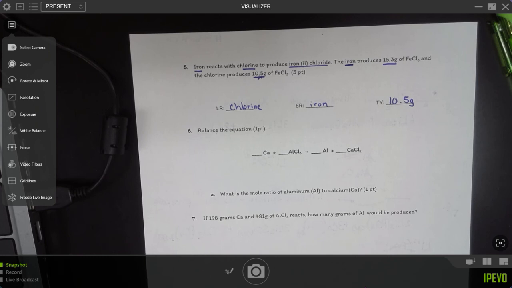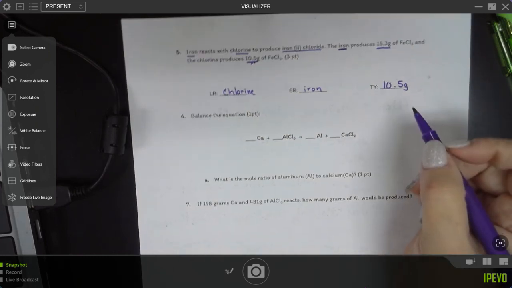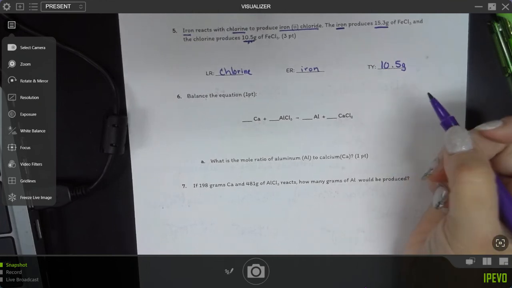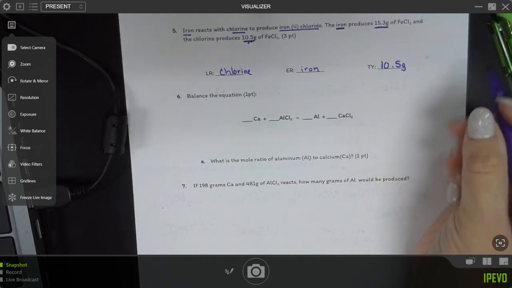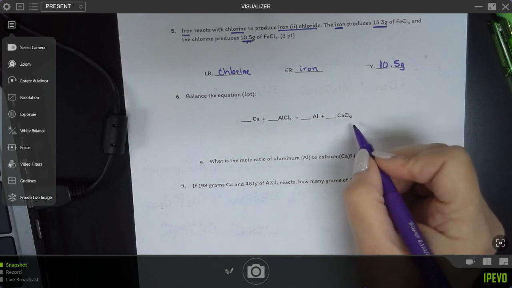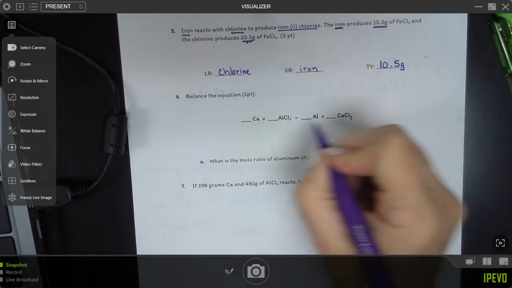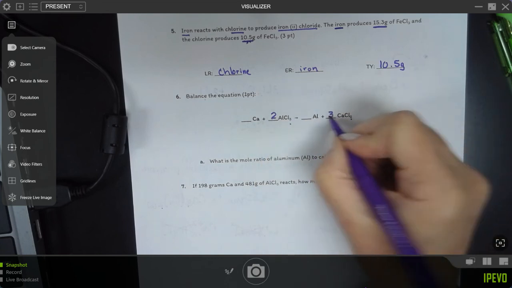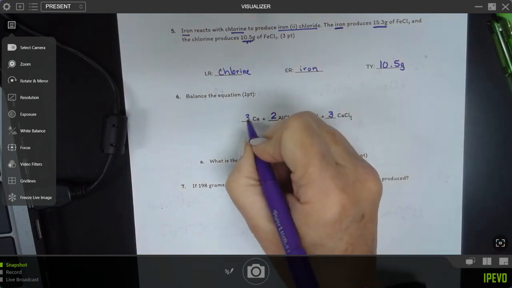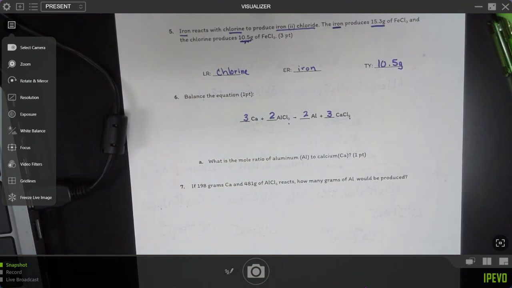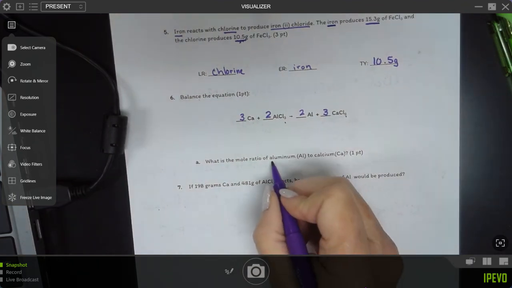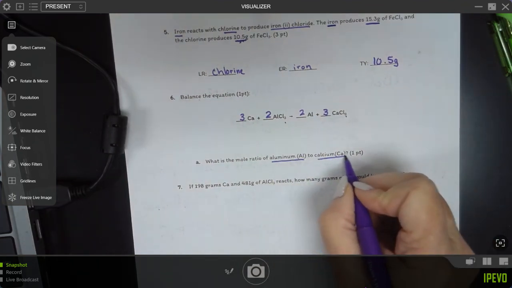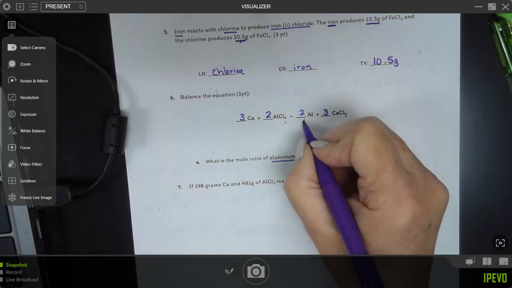All right, okay. Now we have one stoichiometry problem. It's going to be a limiting reactant problem. The first thing we need to do is balance this equation. I see 2 chlorine, 3 chlorine, so I'm going to do the times 6. All right. Okay. Now, what is the mole ratio of aluminum to calcium? So aluminum is 2.